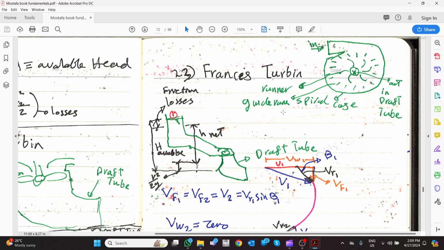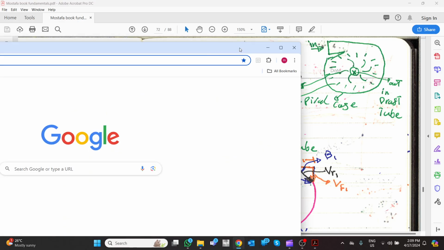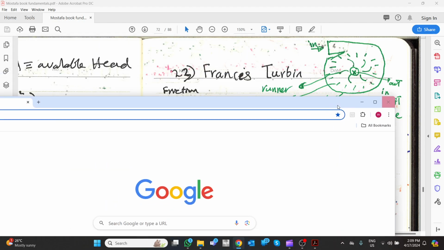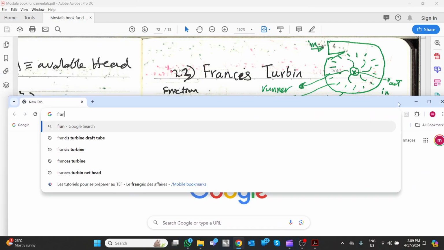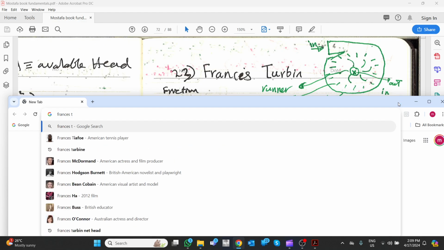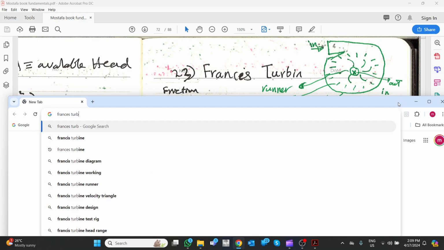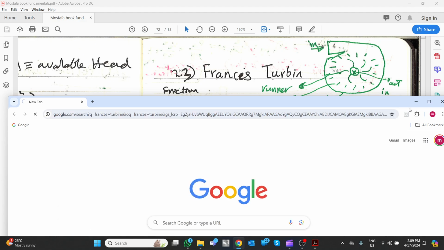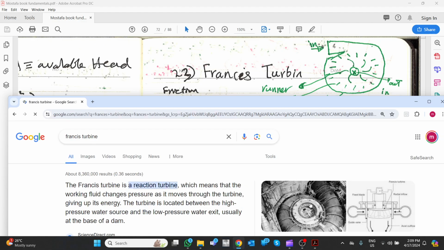Okay, let's return back. Francis turbine. One second, just to understand how it's shaped. Francis turbine. It is exactly like this.